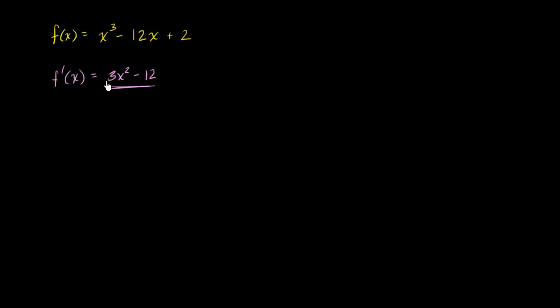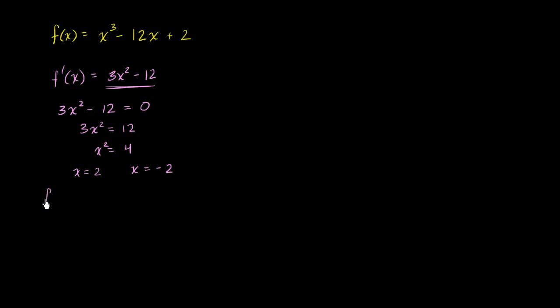Well, this thing is defined for all values of x. So the only places we're going to find critical points is when this thing is equal to 0. So let's set it equal to 0. When does 3x squared minus 12 equal 0? So let's add 12 to both sides. You get 3x squared is equal to 12. Divide both sides by 3. You get x squared is equal to 4. Well, this is going to happen when x is equal to 2, and x is equal to negative 2.